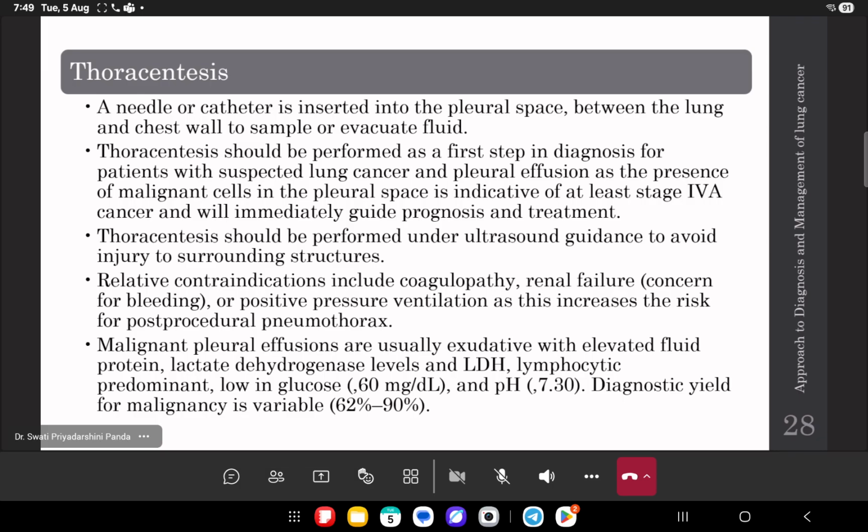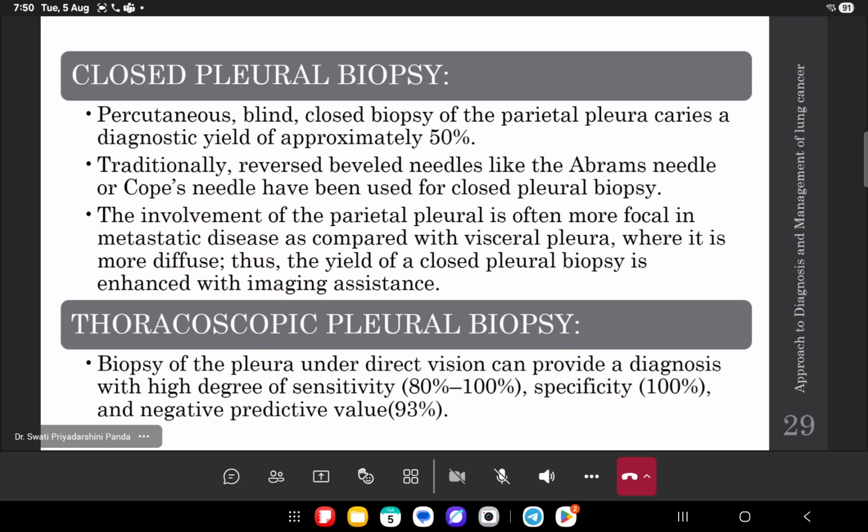This should be performed under ultrasound guidance to avoid injury to surrounding structures. Relative contraindications are coagulopathy, renal failure, or positive pressure ventilation, which may increase the risk of pneumothorax. Malignant pleural effusions are usually exudative with elevated fluid protein, elevated lactate dehydrogenase level, and lymphocyte predominant, low in glucose and pH also low. Diagnostic yield for malignancy is variable, from 62 to 90% in thoracentesis.